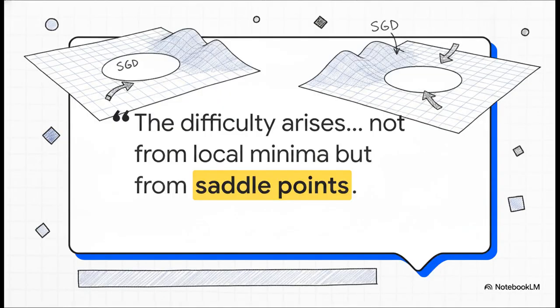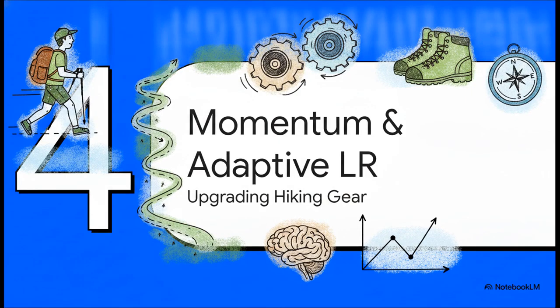As researchers Dauphin and his colleagues pointed out, the difficulty arises, in fact, not from local minima, but from saddle points, surrounded by a plateau of the same error, which makes it notoriously hard for SGD to escape. This really highlights that getting stuck on flat plateaus or saddle points is historically one of the hardest, most frustrating challenges in training deep neural networks. So, we need better tools. Let's look at Section 4, Momentum and Adaptive Learning, upgrading our hiking gear.